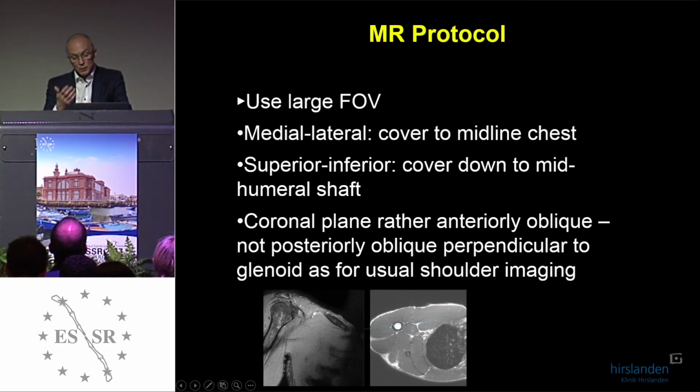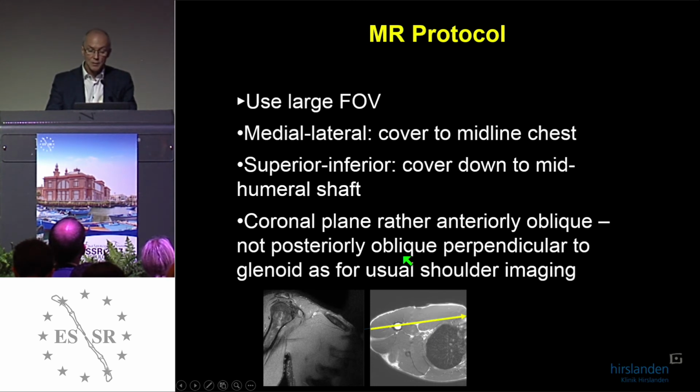So the take-home message from this short presentation is: if you suspect a pectoralis major tendon tear, use a larger field of view. Medial-lateral has to cover the midline chest, superior-inferior has to cover down to the mid of the humeral shaft. And the coronal plane should be anterior oblique and not posterior oblique perpendicular to the glenoid as usually done for shoulder imaging.